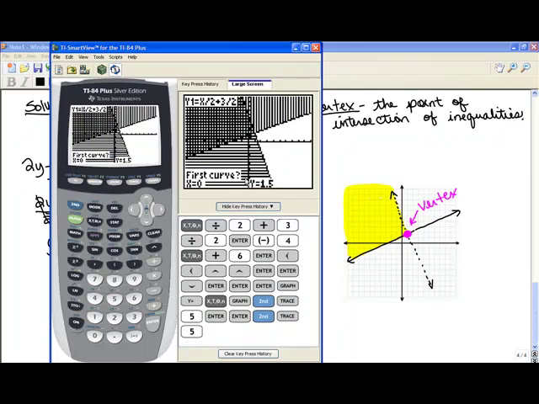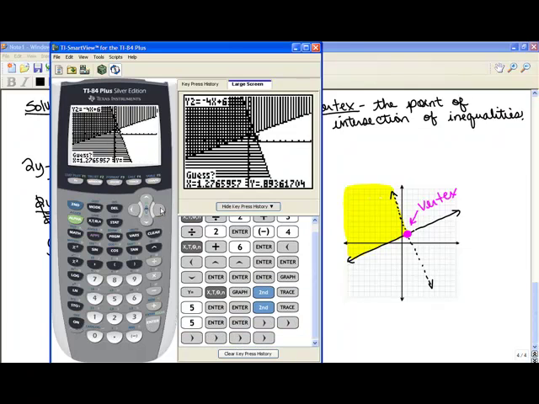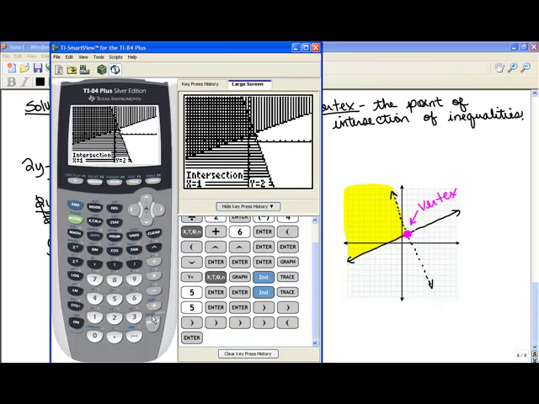Now the calculator asks what is the first curve or first line. The cursor is already flashing on the first line that we entered, so I'll press enter. Now notice that the cursor moved to the other line that we entered. I'll press enter again. And then you have to guess where the intersection is. I move the cursor down to where these lines cross and press enter again. So the intersection or vertex is at the point 1, 2.